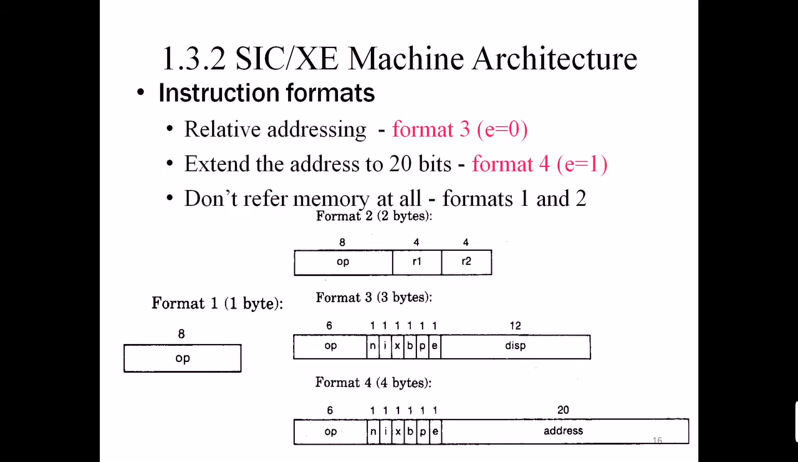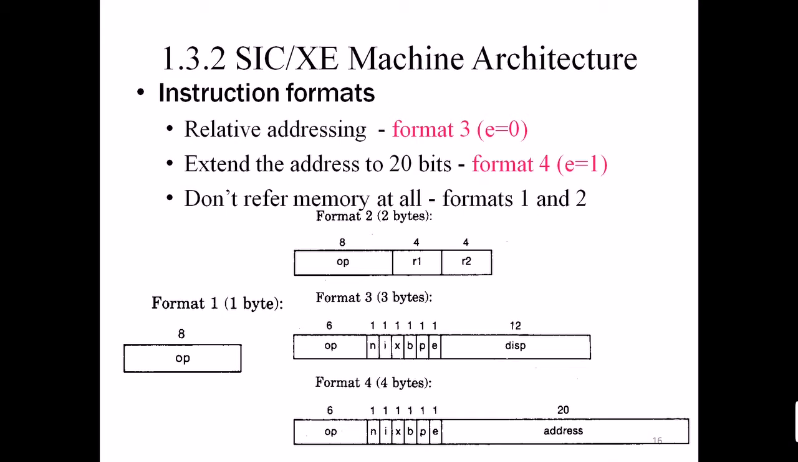Next is instruction formats. There are 4 formats, as you can see in the diagrams below. Format 1 is only 1 byte, format 2 is 2 bytes, format 3 is 3 bytes, and format 4 is 4 bytes. Format 1 consists of only the opcode, for instructions like RSUB, return from subroutine, where no operand address is stored. So we can use format 1 for it.